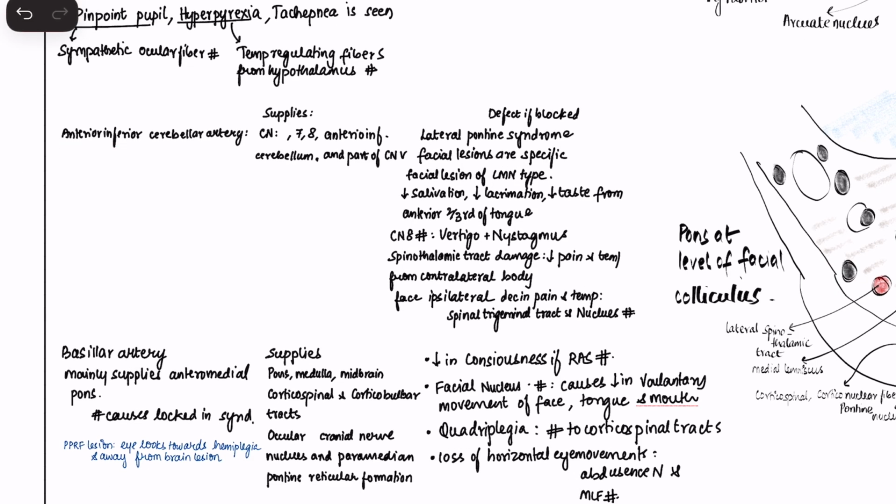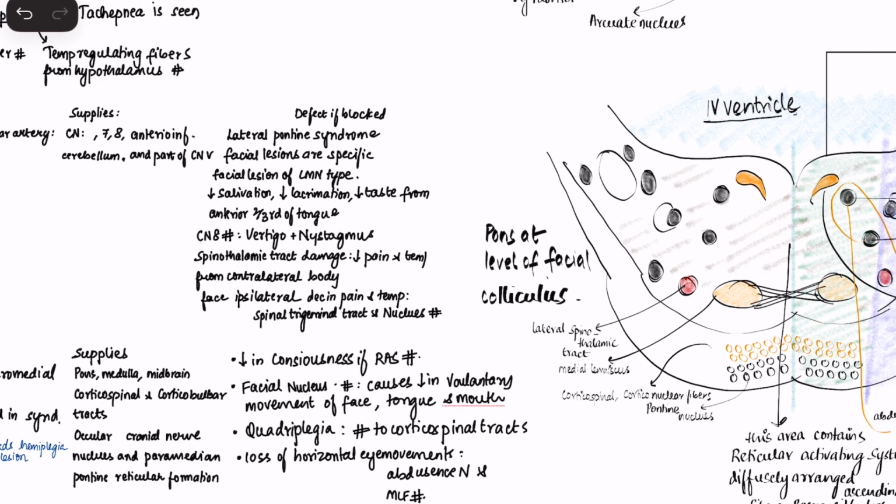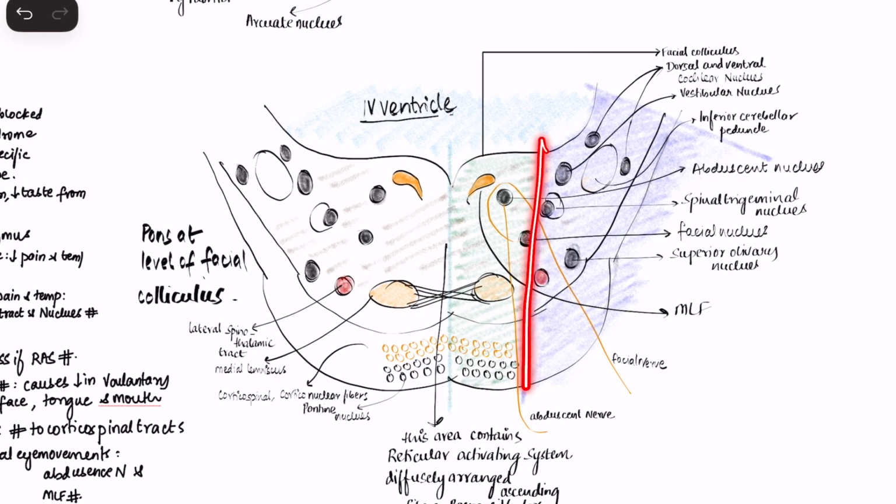Now, this anterior inferior cerebellar artery supplies the 7th and 8th cranial nerve, anterior inferior cerebellum, and part of cranial nerve 5. So the defect if it is blocked is the lateral pontine syndrome. These are the dorsal and ventral cochlear nuclei. This is the vestibular nucleus. The inferior cerebellar peduncle. Again, there is a trigeminal nucleus that is damaged in the lateral pontine syndrome.